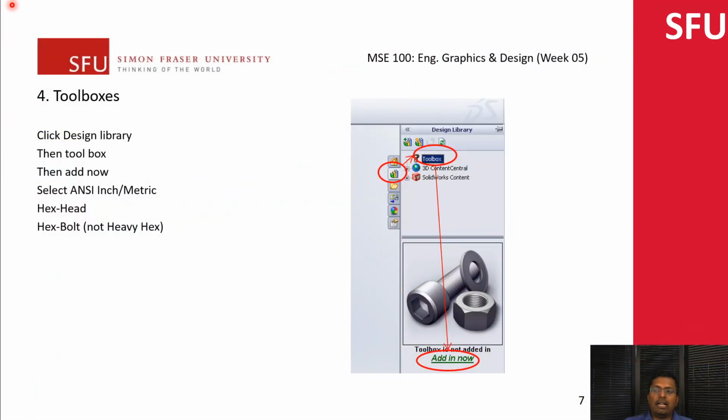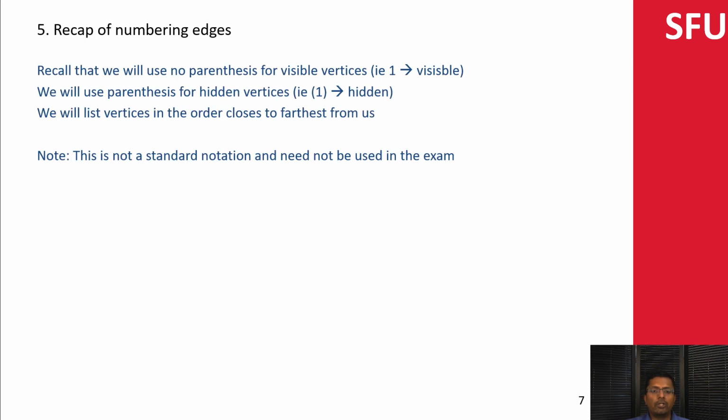So this basically concludes the assemblies in SolidWorks. This gives you the toolboxes and so on. Then what we're going to do next is switch gears and try to do a problem which is very similar to what we did in the assignment. For that, we'll quickly recap the way that we created the edges, and then we'll proceed from there.